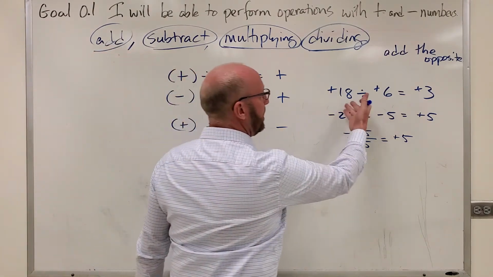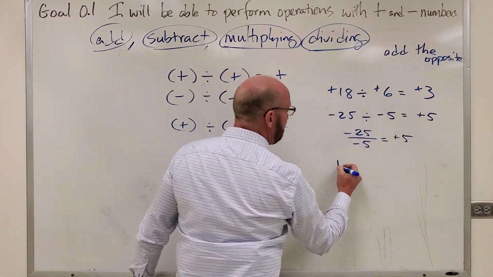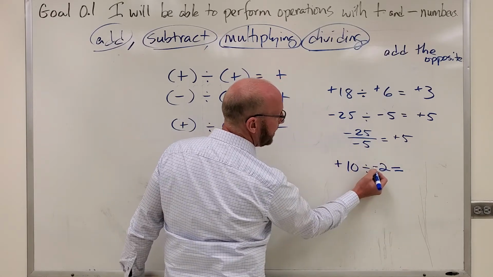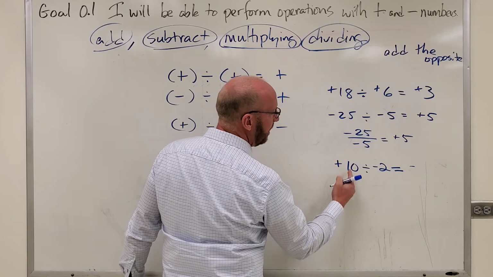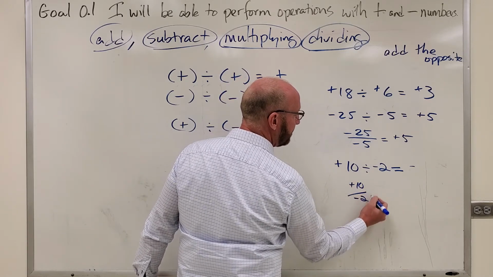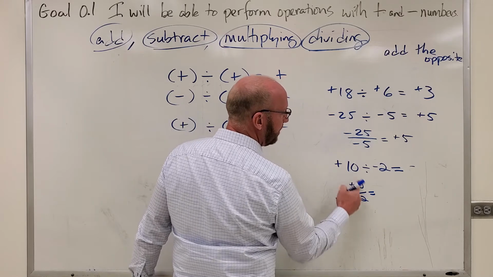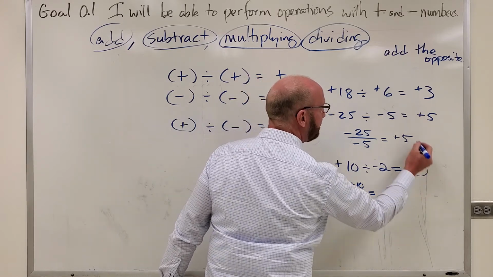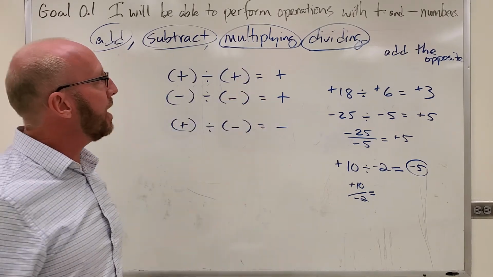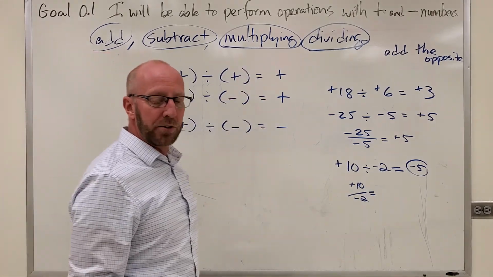Again, I'll give you one quick example of a positive and a negative. Positive 10 divided by negative 2. A positive and a negative makes a negative. How many 2's in 10? Positive 10 divided by negative 2. It's negative. 10 divided by 2 is 5. So that is the 4 basic operations with positive and negative numbers.